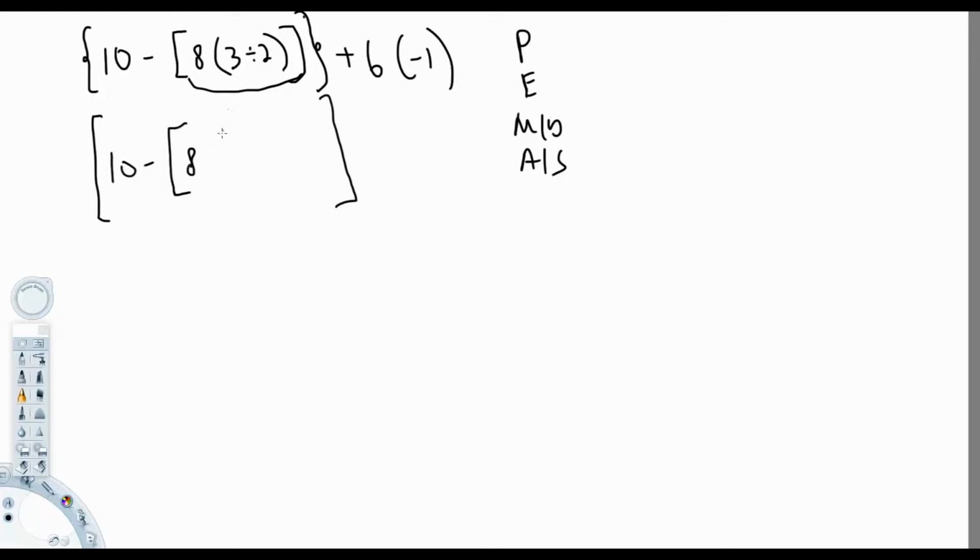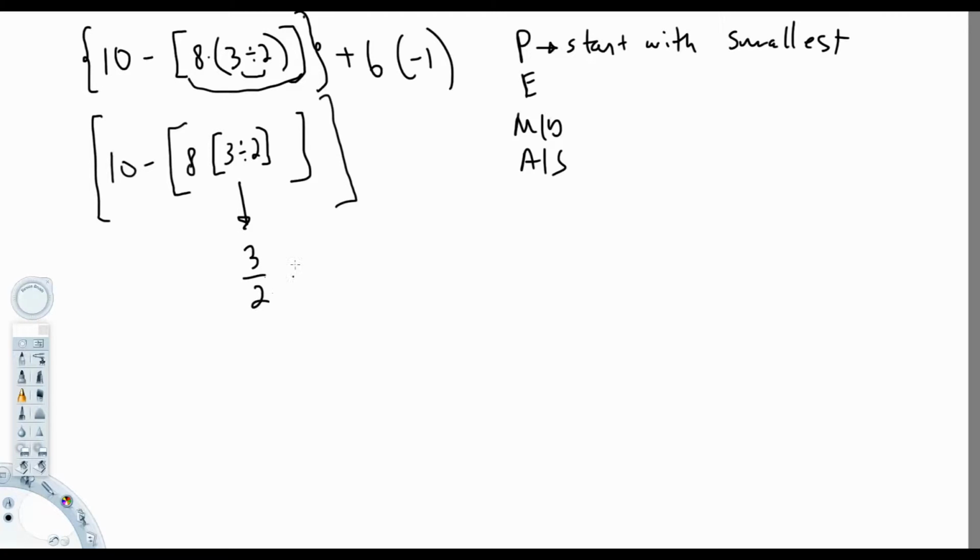8, when there's nothing here, you assume it's a multiplication. 8 times, and then we have something else in parentheses: 3 divided by 2. You see how we're going from the bigger outside parentheses to the smaller one? And we always said in parentheses, start with the smallest. So we're going to go with that right here. And 3 divided by 2 is 3 over 2.